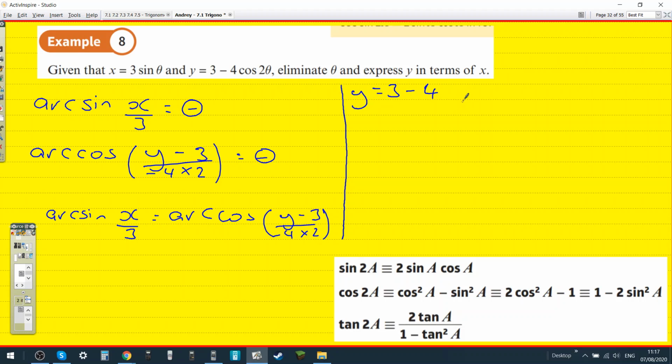Cos squared theta minus sine squared theta. Cos squared theta. Let's use, let me take a hunch, let's use the sine one down the end. So 1 minus sine squared theta, 2 sine squared theta. Yep.